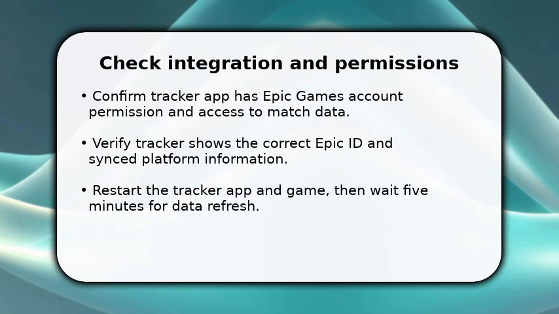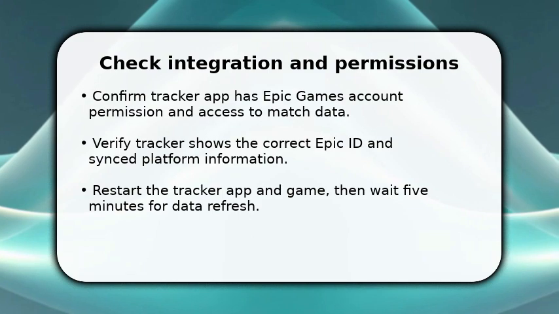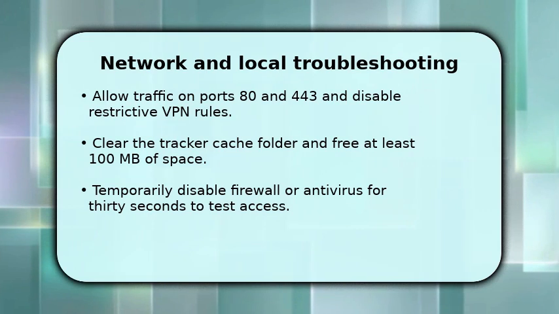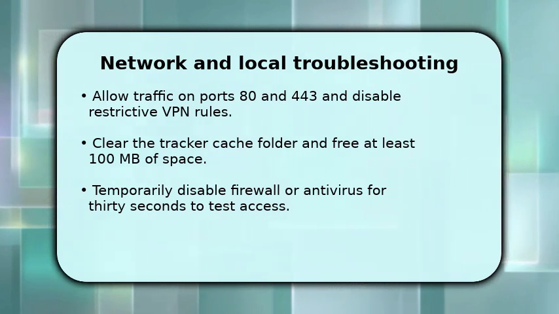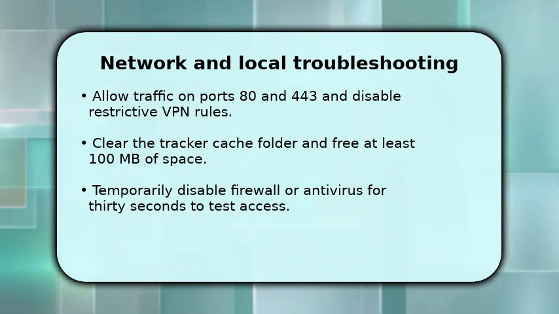Next, troubleshoot network issues that block event updates from servers. Allow outgoing traffic on ports 80 and 443 and disable restrictive VPN rules while testing. If you use a proxy, bypass it or test a direct connection to confirm behavior.